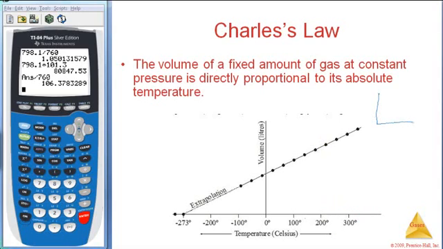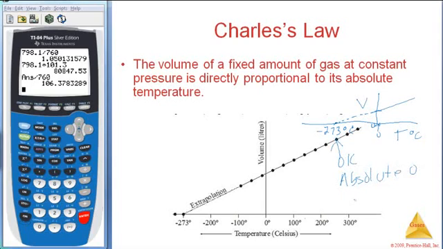If I just plot volume and temperature in degrees C, I get a line like this. It does not go through the y-intercept, the 0, 0, and that's because in order for volume and temperature to be directly proportional, I need to extend this line to where it hits the intercept, and when I do that, I get this point of minus 273 degrees C, which we know as 0 K or absolute 0.